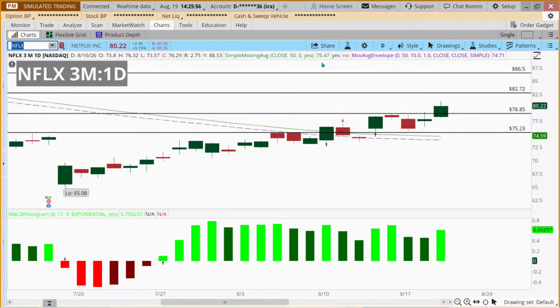That number, 75.47, that's the value of the moving average on that day. If I go back a day, it was at 75.67. You see that? Look at that number, 75.67. The next day, 75.47. The moving average has gone down. It is not going up. And so that is not a valid buy signal based on our rules.